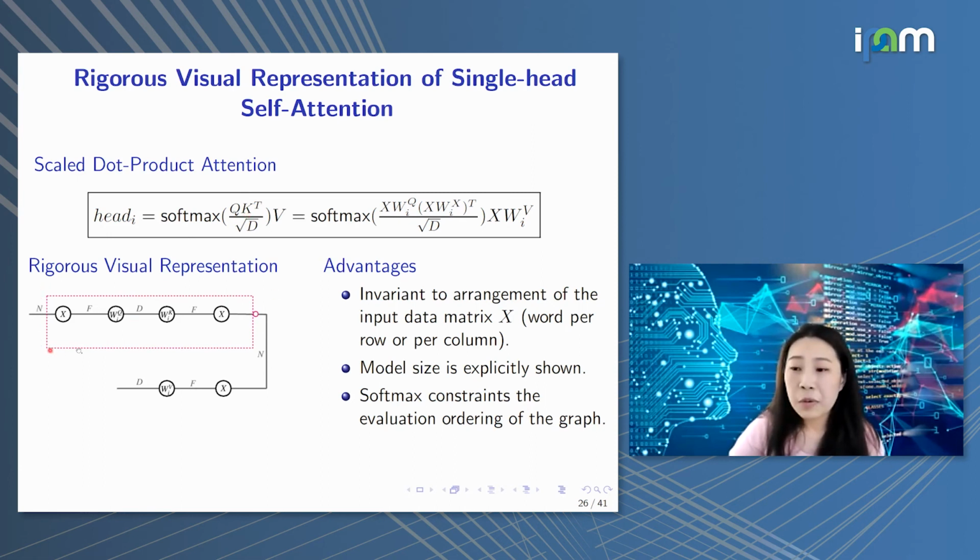So actually, you can see a rigorous visual representation of it becomes this tensor diagram here. So first, forget about the dashed box here. This is nothing but a softmax, but focus on the black ones. You can see you have X and you have X and you have X. It essentially becomes a multilinear operation on X, although you have this nonlinear activation here. But more importantly, you have very simple ways of denoting these linear transformations for each of the axes and how they actually interplay with each other. So it's very intuitive based on this tensor diagram. I listed some advantages here: it's invariant to arrangements of the input data matrix, the model size is explicitly shown, and softmax constrains the evaluation ordering of the graph.